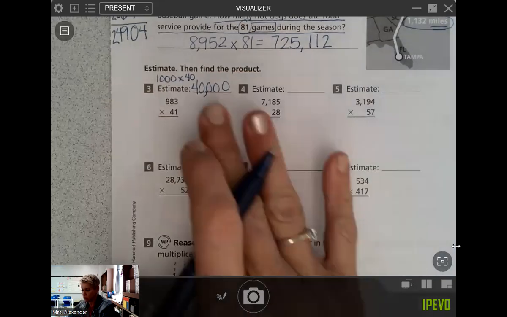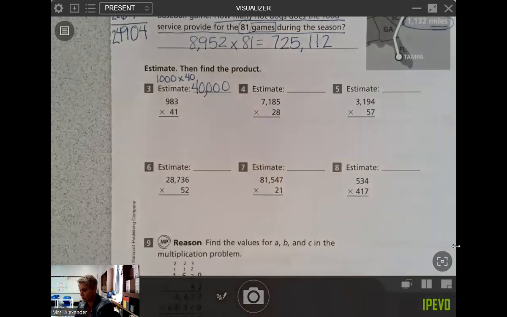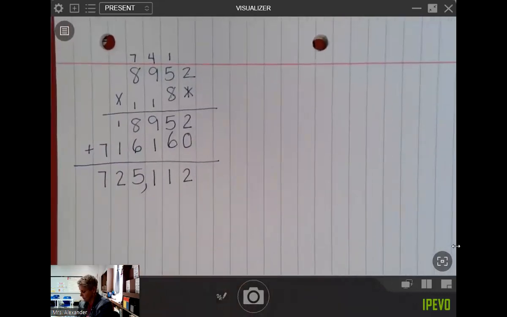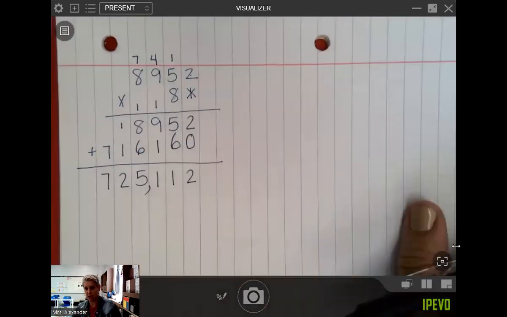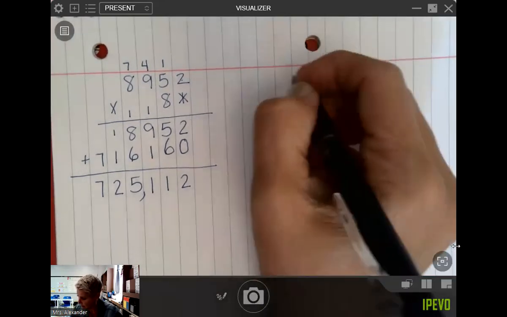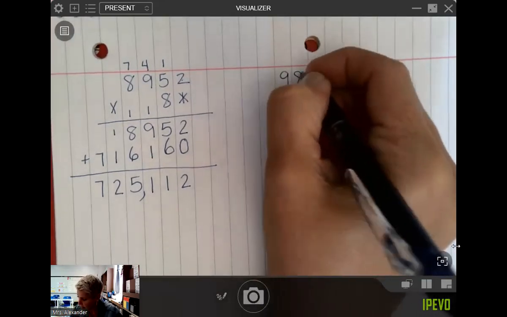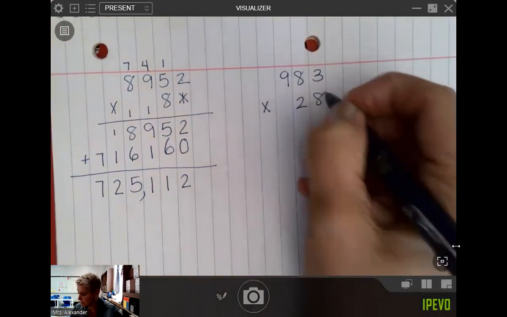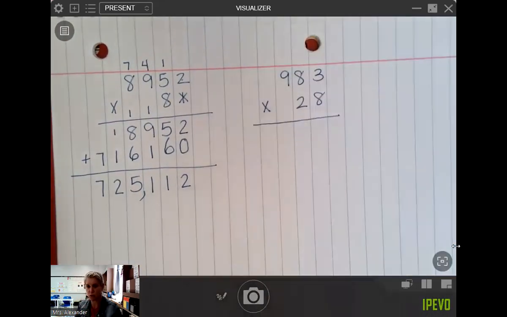Again, I know there's some room right here. If that's enough for you, I'm going to put this into my notebook again, just because I liked the room I had, and I liked using the lines to help me. So we have 983 times 28. All right, if you need to pause to work, do that.